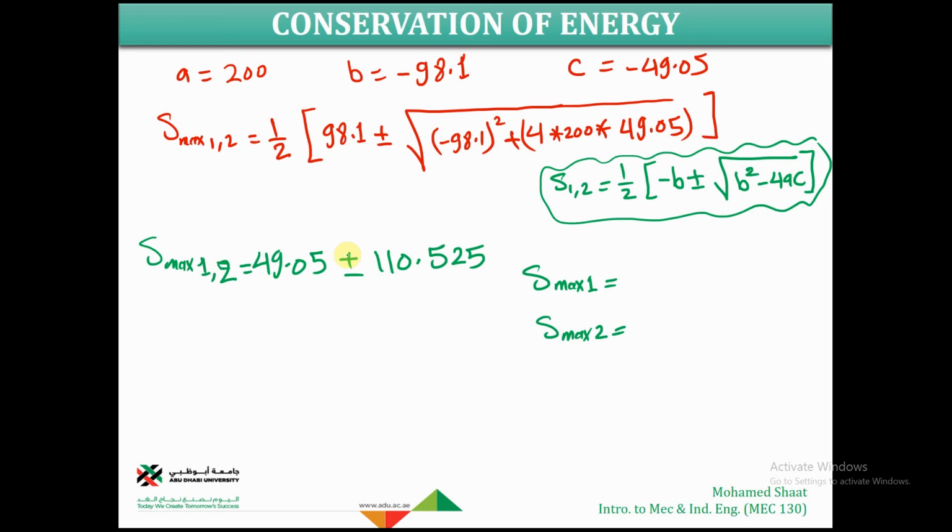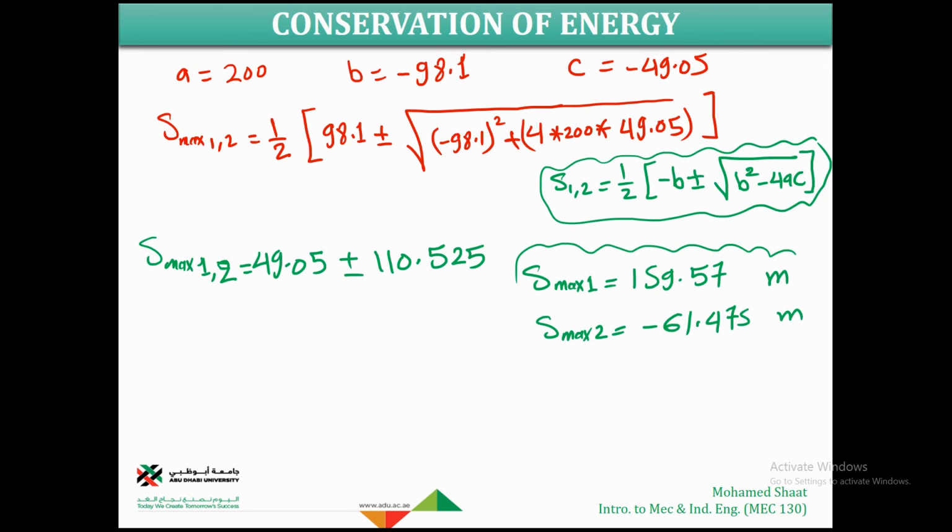So you're just gonna take the positive one time as positive 49.05. This is gonna give us the 152.57, and it should be in meters because we didn't do any changes over the units. And the S maximum 2, if you're gonna take the negative, so it's gonna be 49.05 minus 110.525. This is gonna give us negative 61.475 meter, right? So as you can see, we end up with two values.